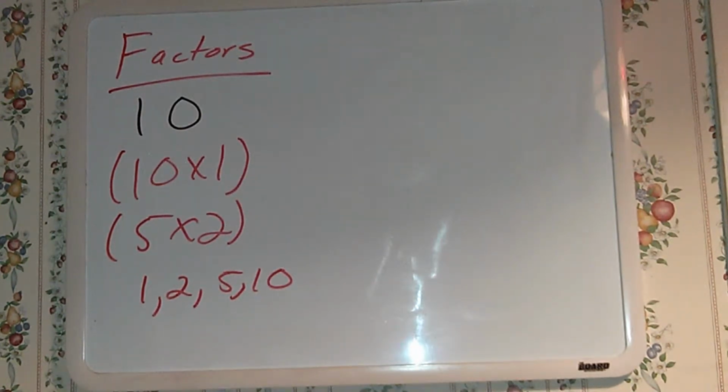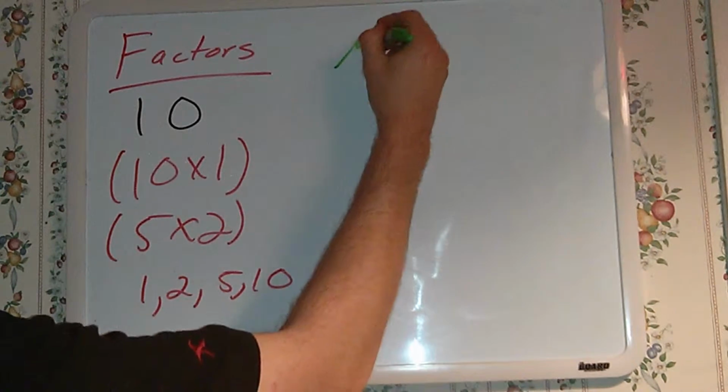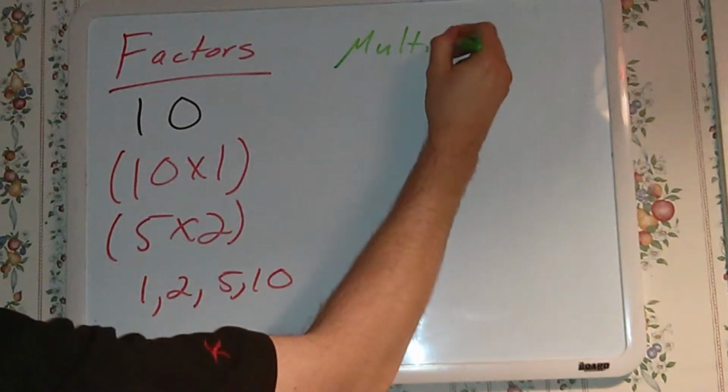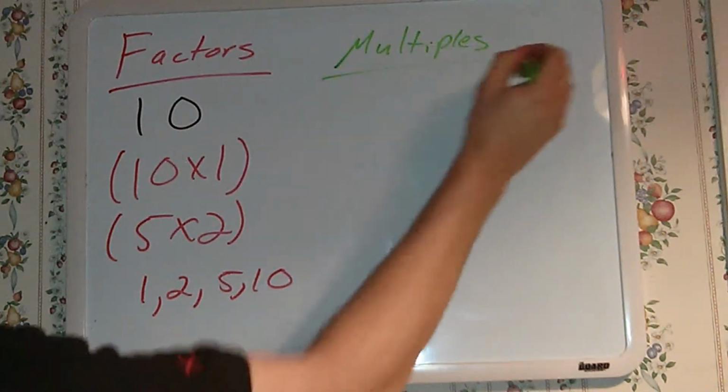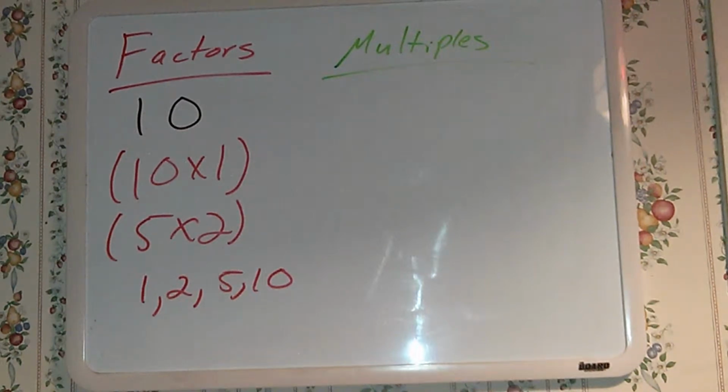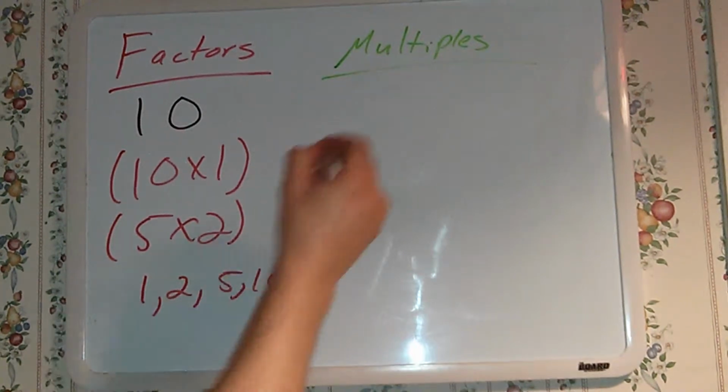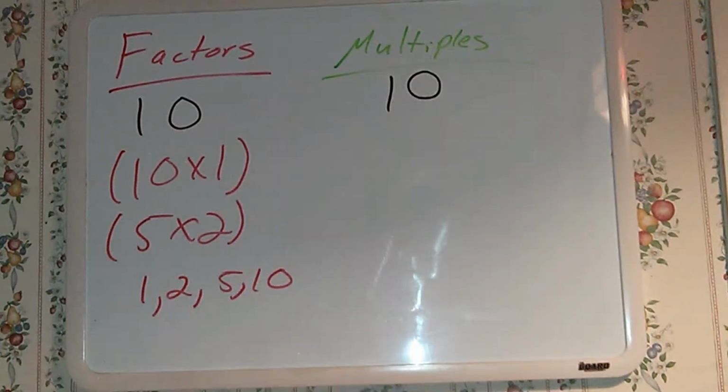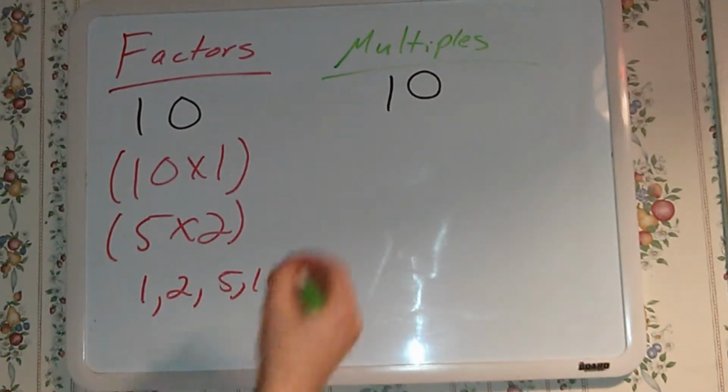Now we're going to talk about kind of the reverse of factors next, which is multiples. And what a multiple is, if you take a number and you start multiplying it by things. So again, we're going to use 10 as our base number, base 10 system, nice round base number. And what we start doing is multiplying 10 times stuff.